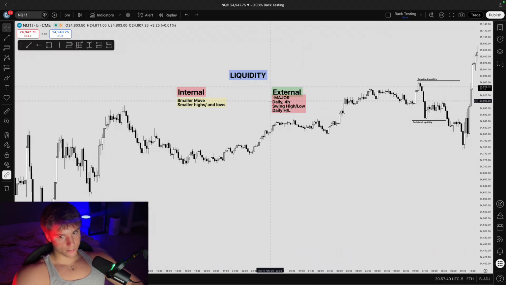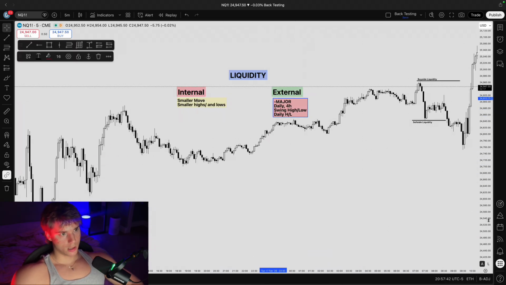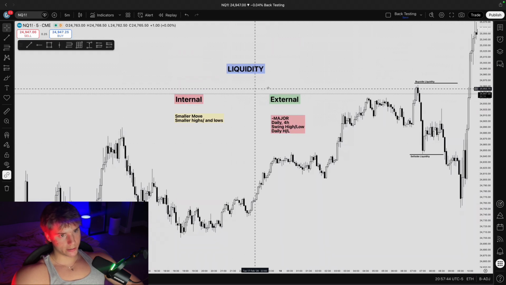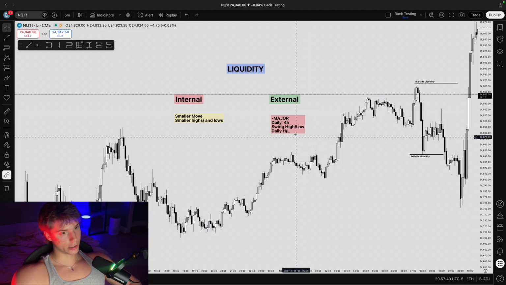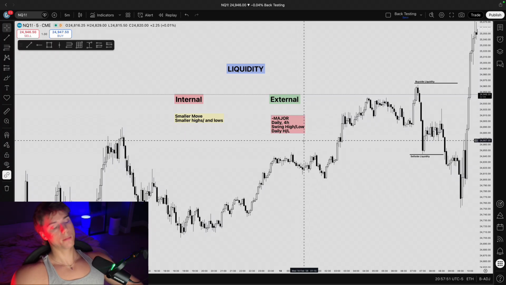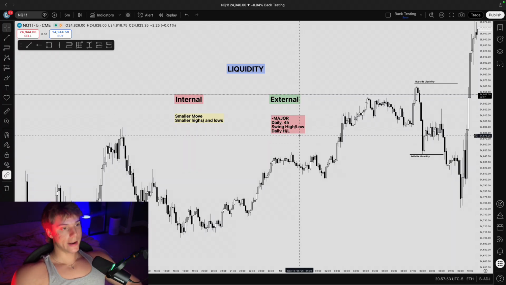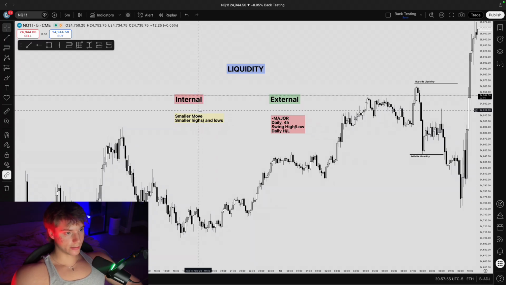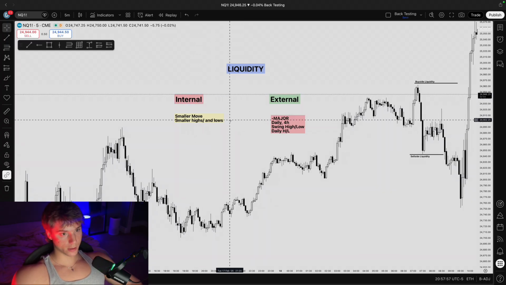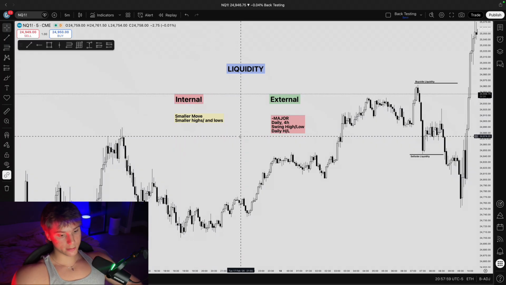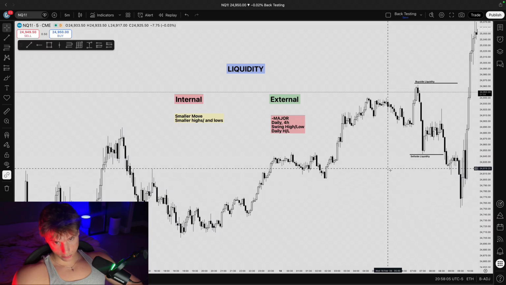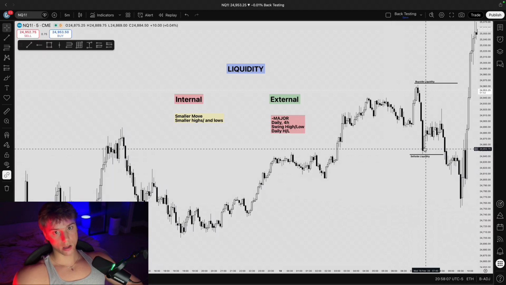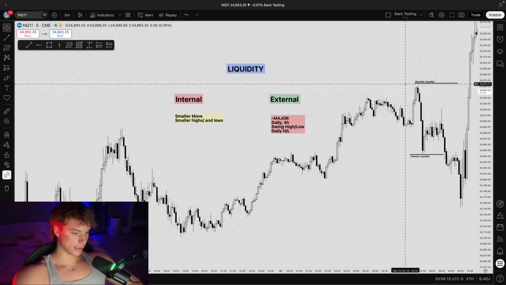So, liquidity. External range liquidity is going to be on the higher time frames, swing highs, swing lows, daily highs, and daily lows, or even weekly highs, weekly lows, monthly highs, monthly lows. Internal range liquidity is going to be on the smaller time frames, usually the 15 minutes time frame and lower, and it's going to be smaller highs and smaller lows. Liquidity under the lows is sell side liquidity. Liquidity above the highs is buy side liquidity.